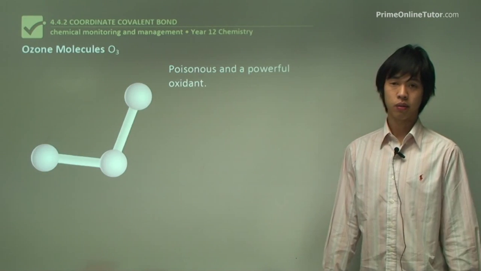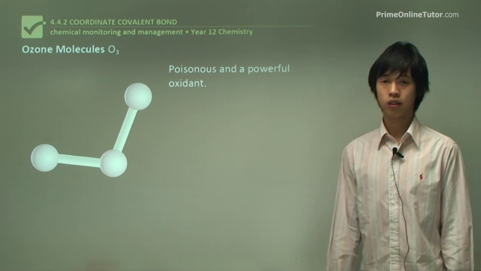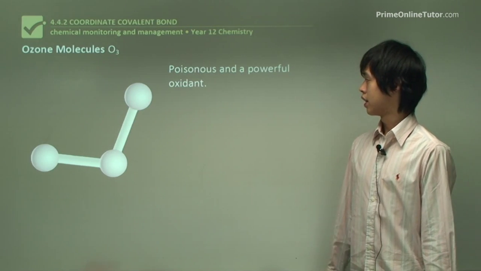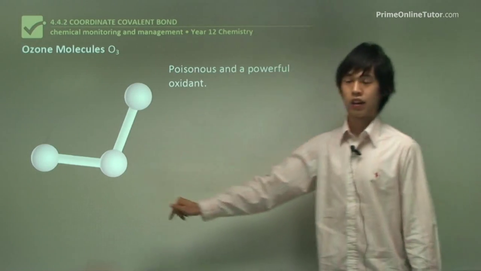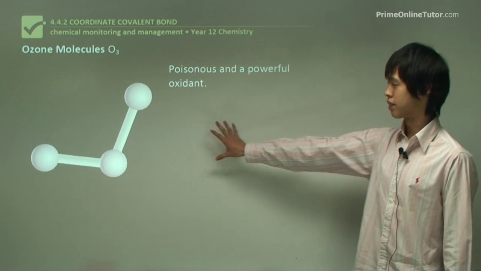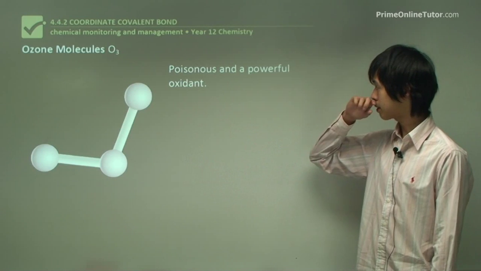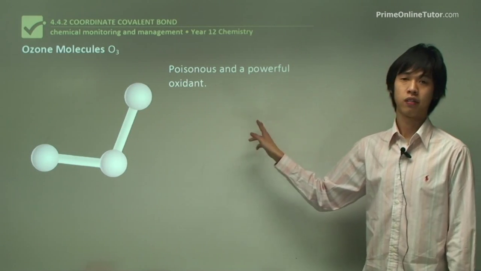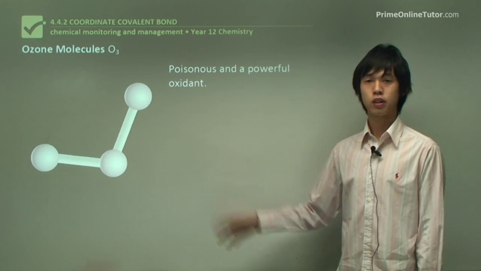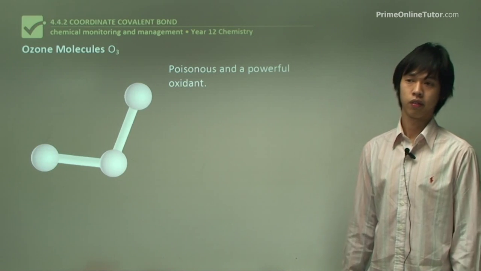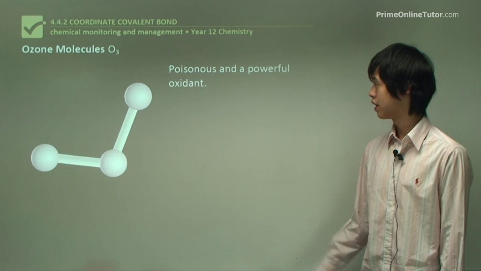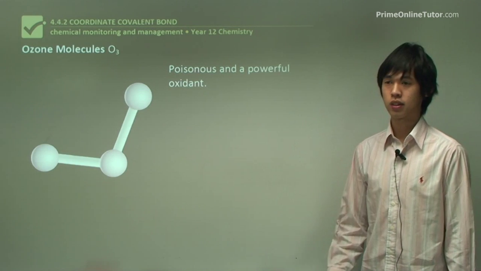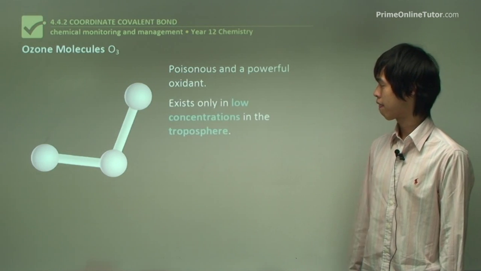The last allotrope that we'll talk about is the ozone molecule. So this is triatomic oxygen, so you get 3. And it's drawn in this way because it is actually a bent structure, but we'll cover that in a second. So it's poisonous and a powerful oxidant. So ozone is much more potent as a reactant than oxygen gas or diatomic oxygen, and so it's much more dangerous to us as humans.